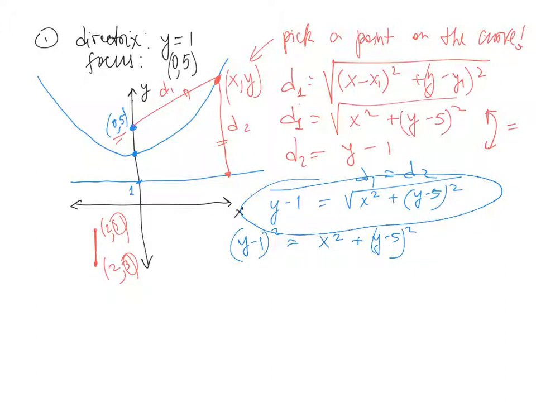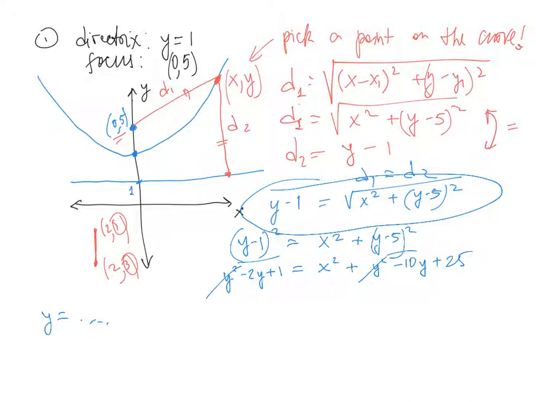Okay, again, I want my equation in the form y equals something something. So I need to square both of these binomials. I'm using the perfect square formula, so it's y squared minus double product plus square of 1. x squared is easy. And then perfect square trinomial again: y squared minus double product 10y plus square of the second, 25. Luckily, y squared cancels here.